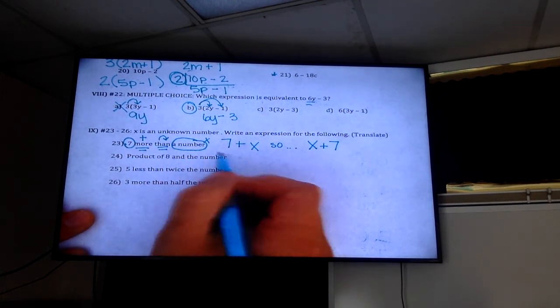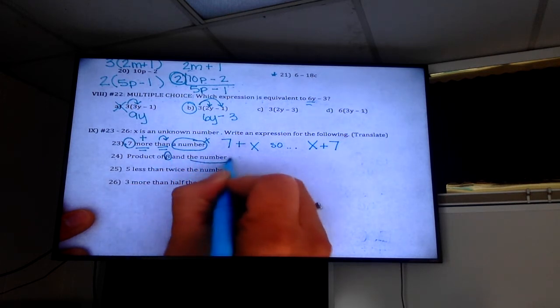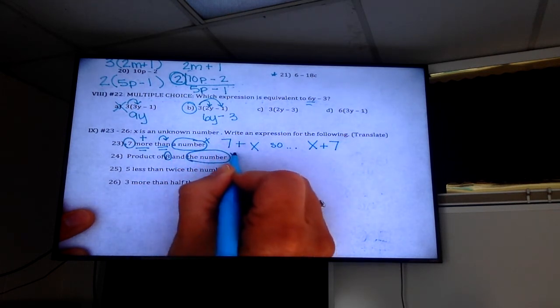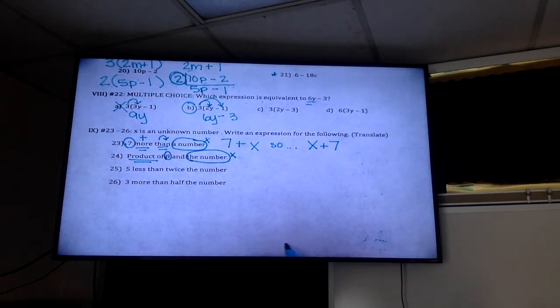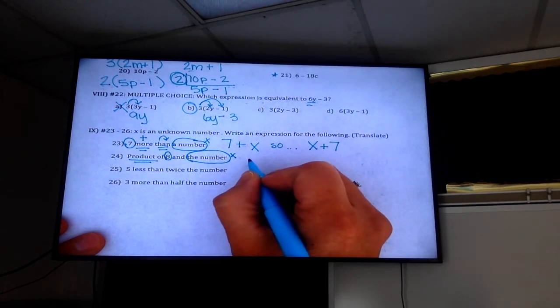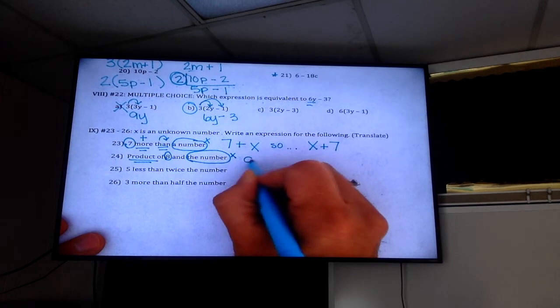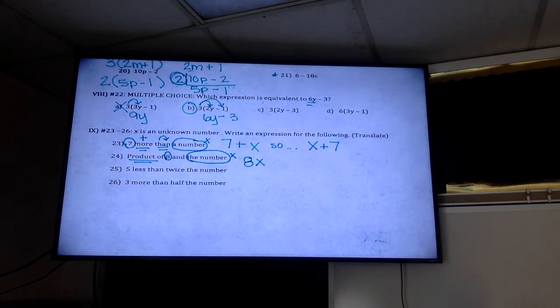Okay, so let's try this again. Product of 8 and the number. I circle my important numbers or variables. So I have 8 and the number, which we know means x. And then we have the word product. By now you should know that a product is a multiplication problem. So product means multiply, and I'm going to multiply 8 and x. When we do algebra, we just put the number and the letter right next to each other. Don't put a sign there. Don't put a dot or a little cross. We just write 8x. We really need you to get in the habit of doing it the correct algebraic way.